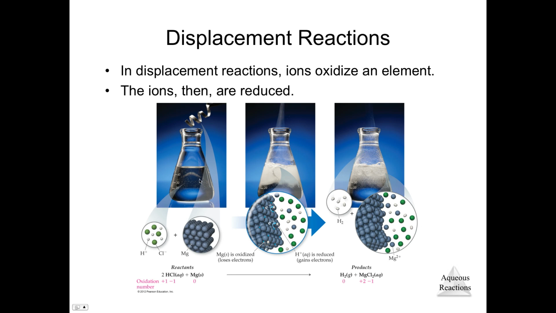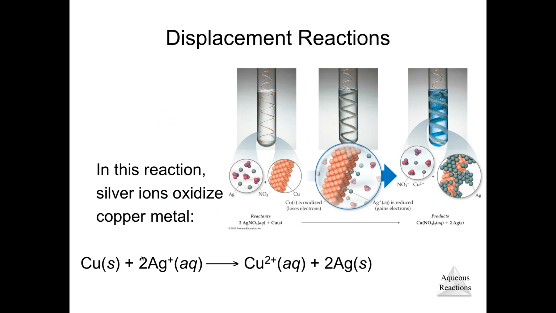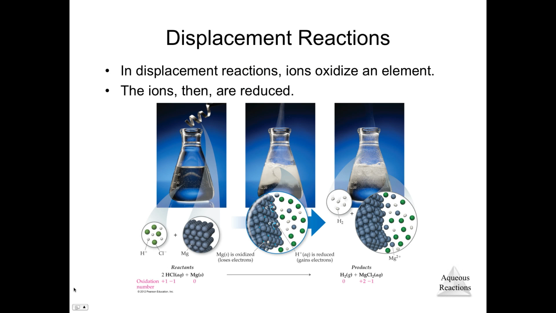So here we have what's happening at the macro level, a ribbon of magnesium and a solution of hydrochloric acid. And here's what's happening at the atomic level. Remember, hydrochloric acid is a strong acid and a strong electrolyte. So it's 100% ionized in solution to the hydrogen and the chloride ion. Magnesium is a solid at the beginning of the reaction, so it's drawn as a solid here as the gray circles. When the reaction starts, it happens at the surface.